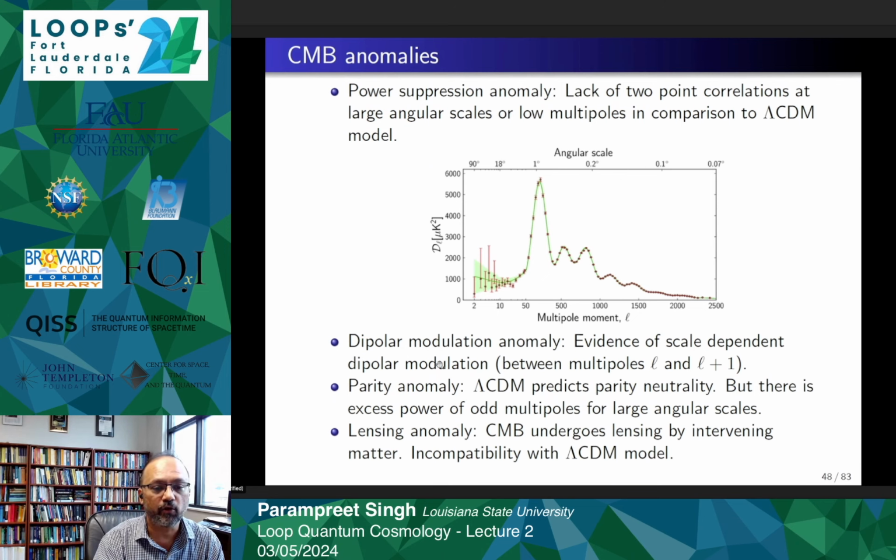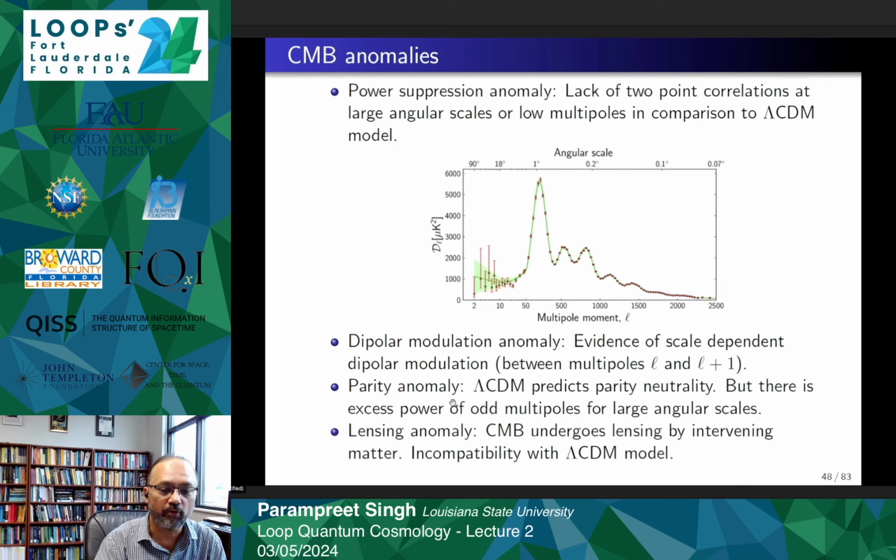There is also a dipolar modulation anomaly, which is evidence in the observations of a scale-dependent dipolar modulation between the multipoles of L and L plus 1. So we pick some L and L plus 1, and there is a modulation anomaly which depends on whether you do it here or whether you do it here, and so on.